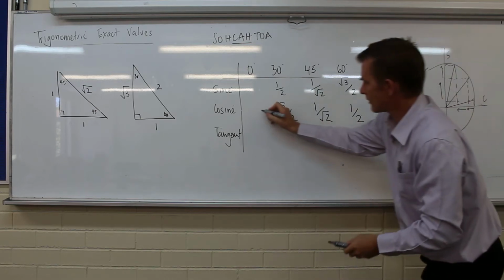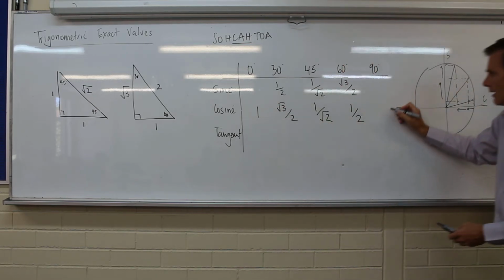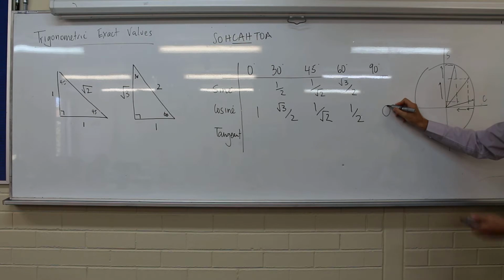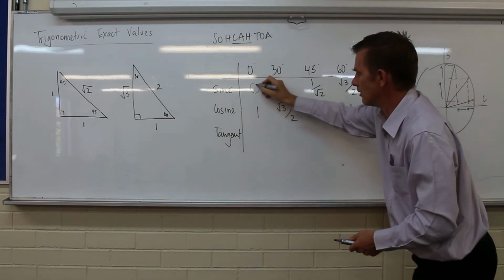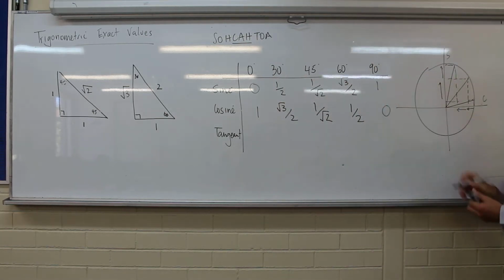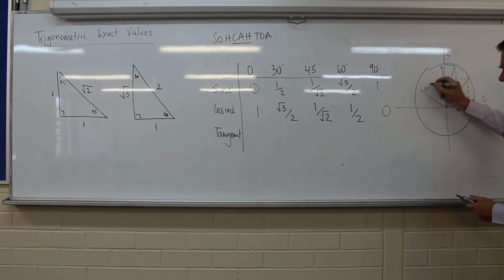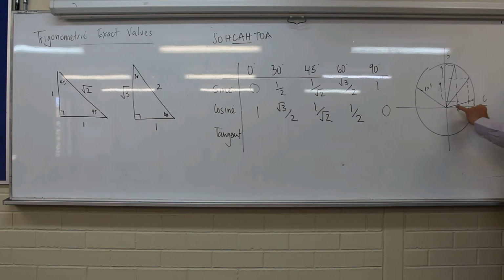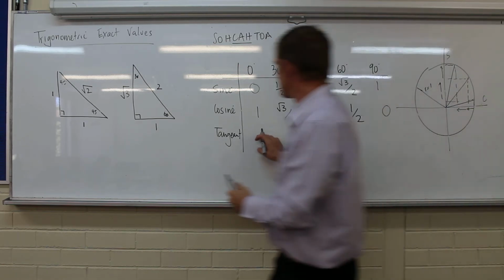And where do we start? We start at 1 and we go down to 0. With sine it's the opposite, we start at 0 and we end up at 1. And that's because the unit circle here has a radius equaling 1. So when we're at 0 degrees, 90 degrees, 180, 270, our sine and our cosine is going to be 0 or 1. Let's do tan.